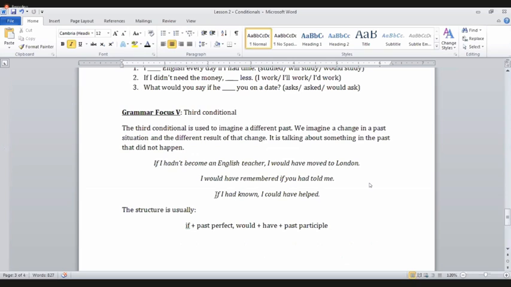But here in this sentence, if I had known, I could have helped. If I had known, this is a past situation which should change. What happened has to be different. I could have helped. The whole incident is something finished in the past.